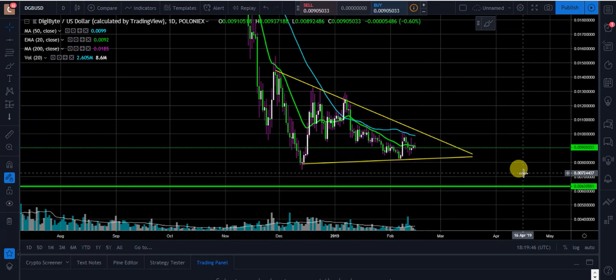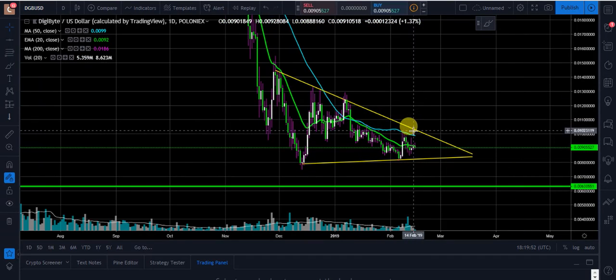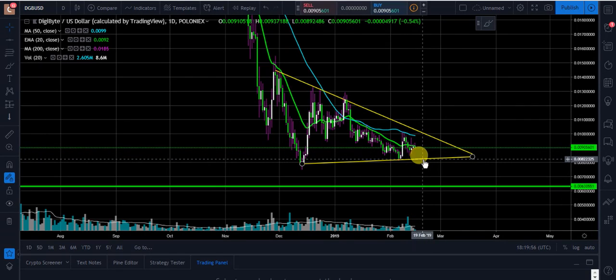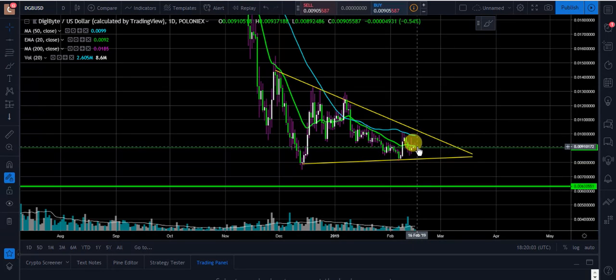And with Digibyte, we're below the 20 EMA and we're below the 50, so it's not as strong as Bitcoin is. And then we have this trend line. So Digibyte has more of a likelihood to come down and test this trend line again. That's on the downside. Now, on the upside, we'd have to get over the 20, and we would have to get up over this 50 as well.